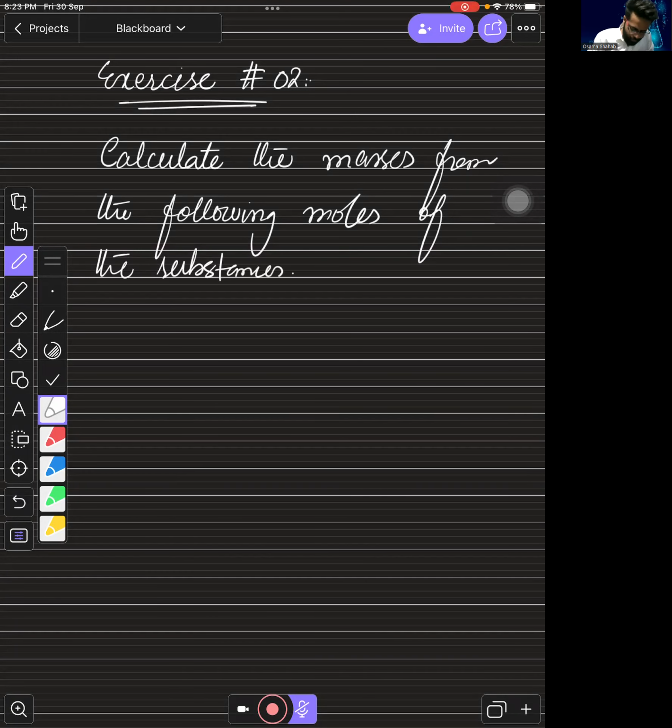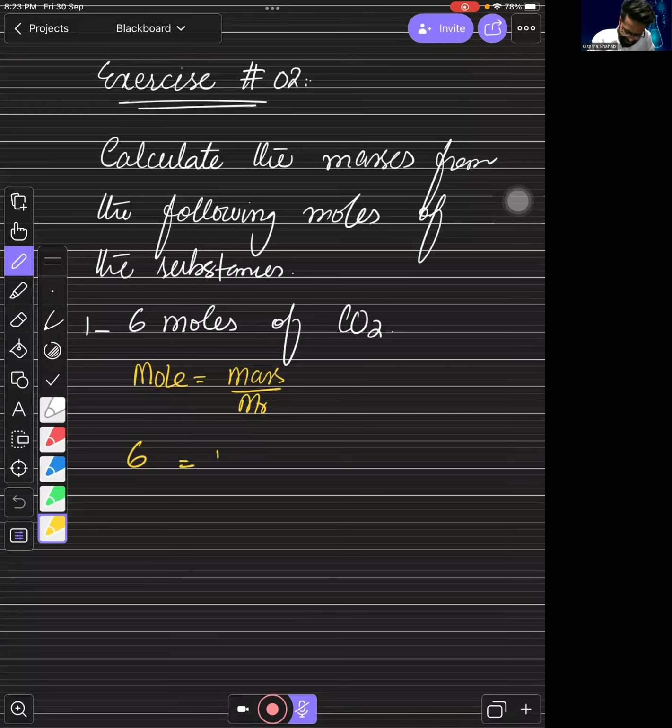So we can do this as well. For example, if I have 6 moles of carbon dioxide, we know the formula: moles is equal to mass over MR. We know this formula, right? The moles are already given to us in the question, and the mass is to be identified.